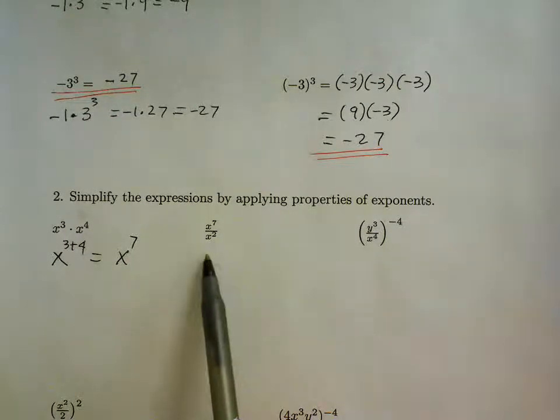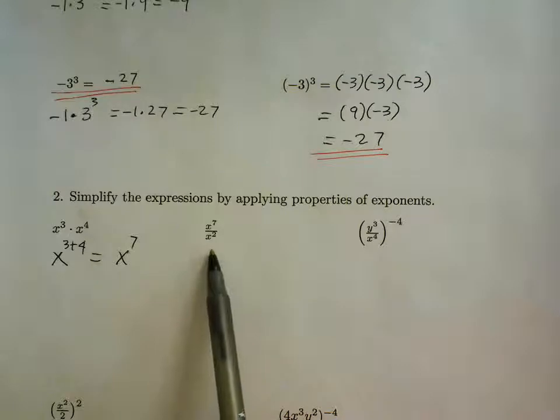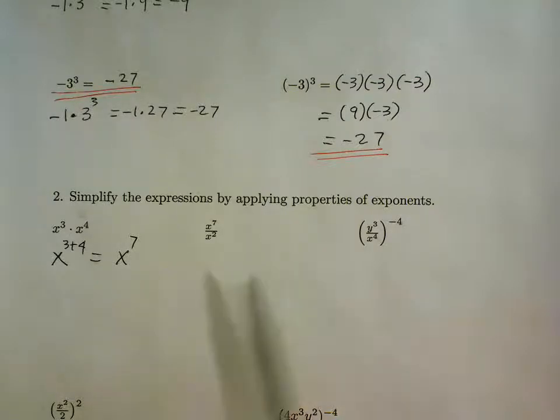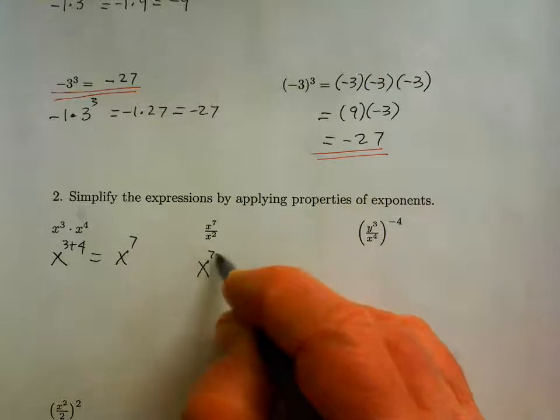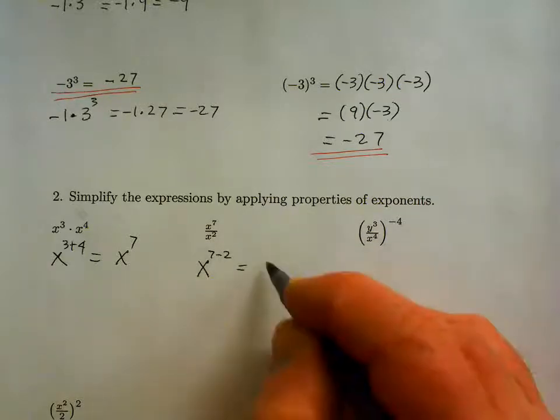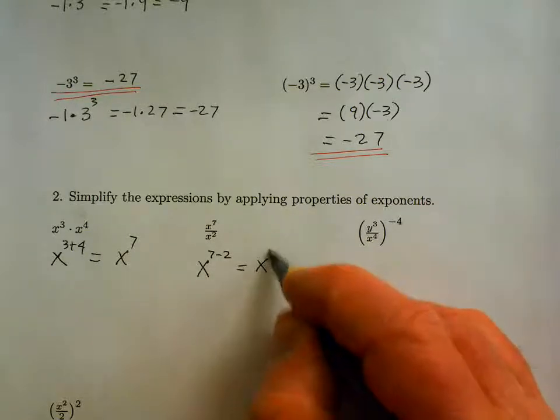The next one, x to the 7th divided by x to the 2nd. So here we apply the quotient property, and we get x to the 7 minus 2, which is x to the positive 5.